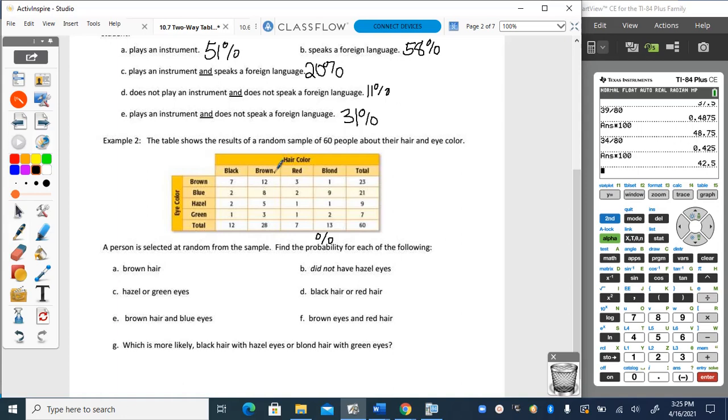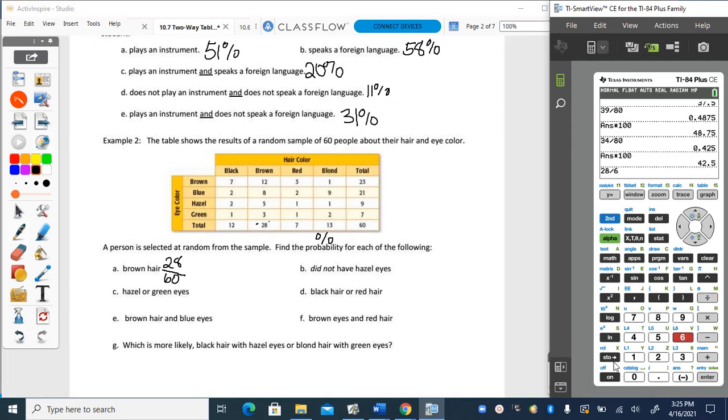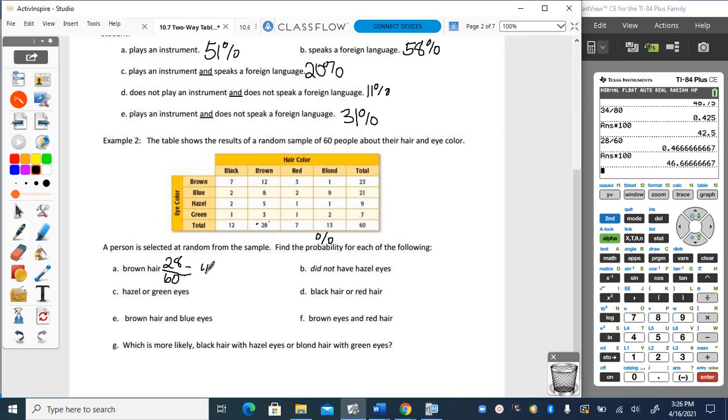So we want to look at what has brown hair. So how many total people have brown hair? That's 28. So we have 28 over, what's the total number of people? 60. So we have 28 divided by 60 gave us 0.46 repeating, so times 100, enter, and so that means we got 46.6, round that up to 47. That one was pretty good. We've done one like that before.